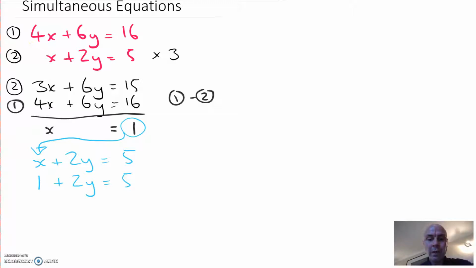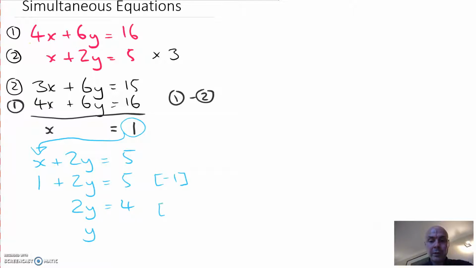We've only got y in there. We've only got one variable. So I think we're going to take away 1. We're going to subtract 1 from both sides. That's going to give me 2y, because the 1's gone, equals 5 minus 1. I think that's 4. Okay, 2y equals 4.